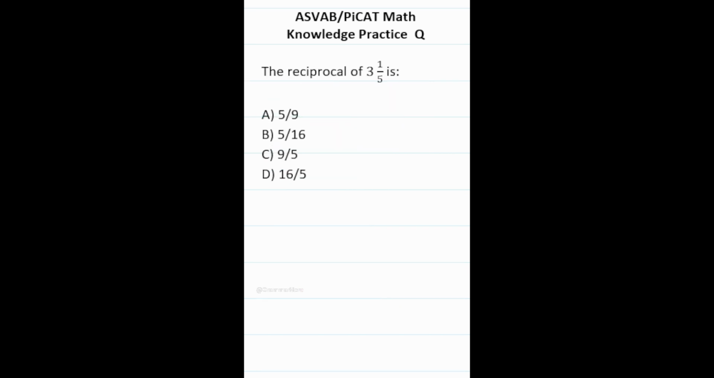This ASVAB PiCAT Math Knowledge Practice Test question says the reciprocal of 3 1/5 is. So we have 3 1/5. The first thing we're going to do is convert this to an improper fraction, and then we'll find the reciprocal of the improper fraction. To write this as an improper fraction, we do 3 times 5, which is 15, plus 1, 16 over 5. Now, to find the reciprocal without knowing the technical definition of what a reciprocal is, all you do is flip-flop your numerator and denominator. So the reciprocal, in other words, of 16 over 5 is simply 5 over 16. So this one is going to be B.